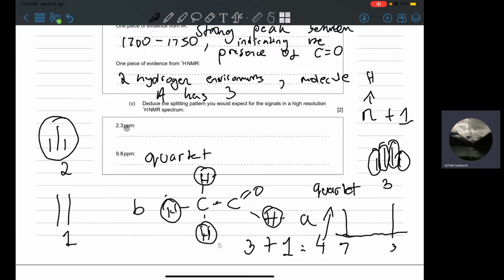Now, what about the other 3 hydrogens over here, which are at 2.3 ppm? 1, 2, 3. Remember something: when determining the splitting pattern, you do not consider other hydrogens which are in the same environment as you as neighbors. So for instance, I would not consider this hydrogen and this hydrogen to be neighbors for this hydrogen over here. That does not work. We only consider hydrogens which are not in the same environment as you to be neighbors.